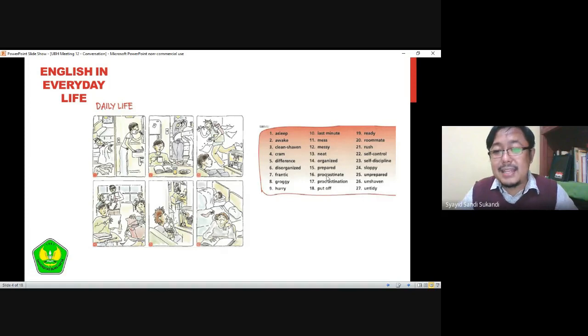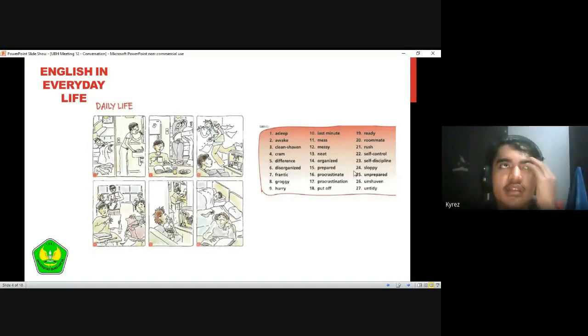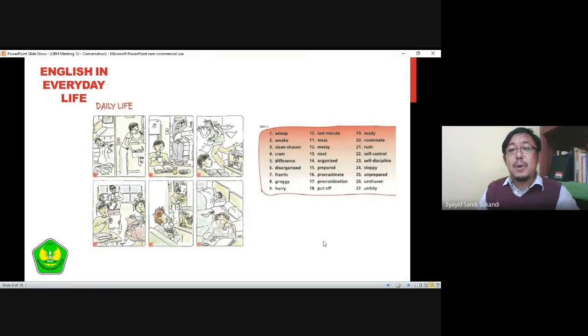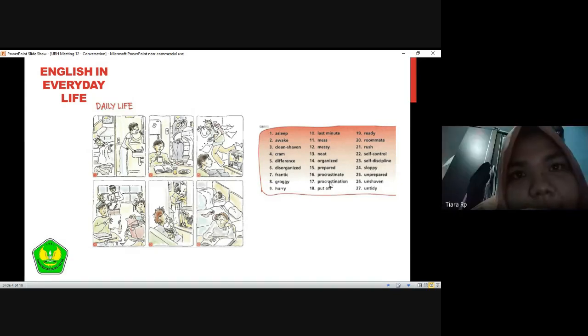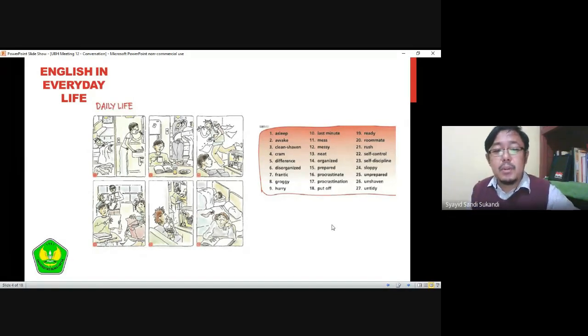Have you ever heard this word, procrastinate? When you have a work, but you do it later. Procrastinate is actually a verb, kata kerja. It means that you keep postponing your task or your assignment or your job, and you do something else. And what you do actually doesn't relate with your job. That's procrastinate, right? And procrastination is a noun form of the word procrastinate. Jadi bentuk kata benda dari procrastinate. That's procrastination.